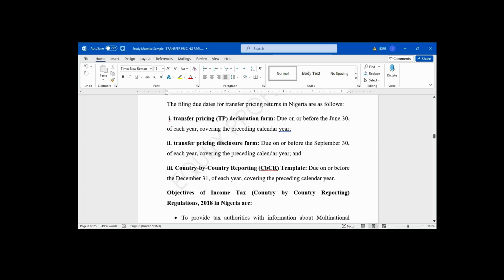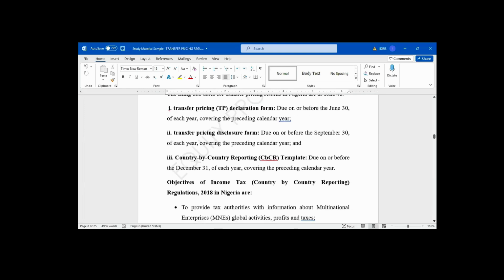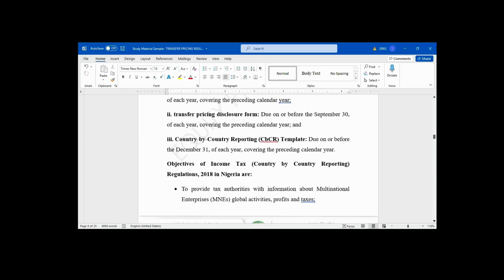Objective of country by country reporting. Why do we ask companies to provide their global turnover? That means the turnover from all the countries where they have subsidiaries. What is the objective? To provide tax authorities with information about a multinational enterprise's global activities, profit and taxes.